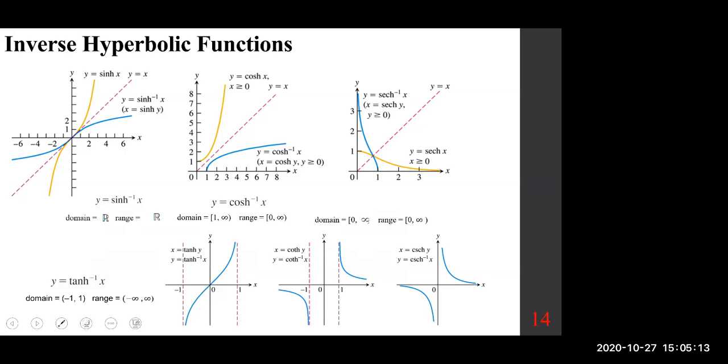So when we look at sinh and the inverse function, there is no restriction. For cosh, we do the restriction, and therefore the inverse becomes available because it has to be one-to-one, and you can look at the rest of it as well. So these are various functions involving hyperbolic functions and their inverse functions.